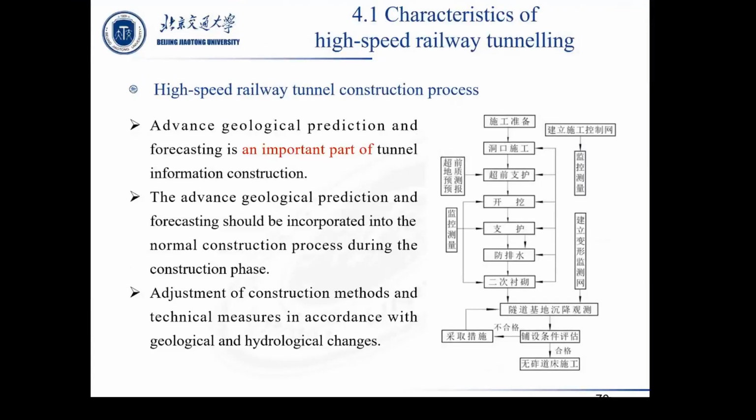And advanced geological prediction and forecasting is an important part of tunnel information construction. Advanced geological prediction of forecasting should be incorporated into the normal construction process during the construction phase, and construction method and corresponding technical measures should be adjusted in a timely manner according to the geological and geological.